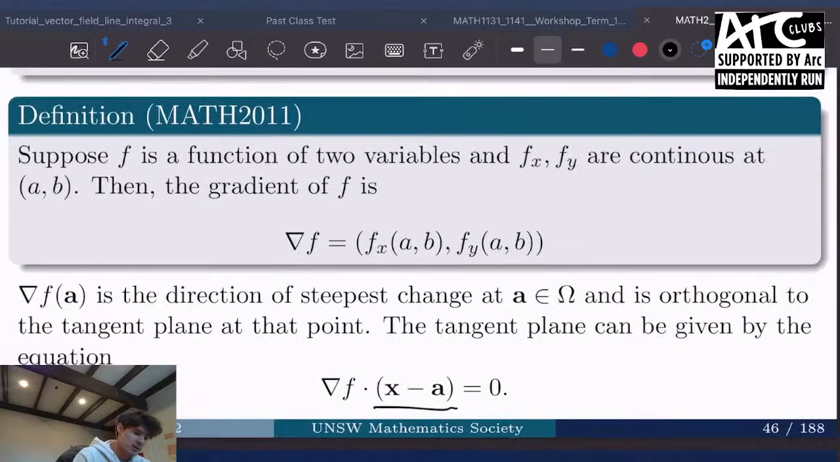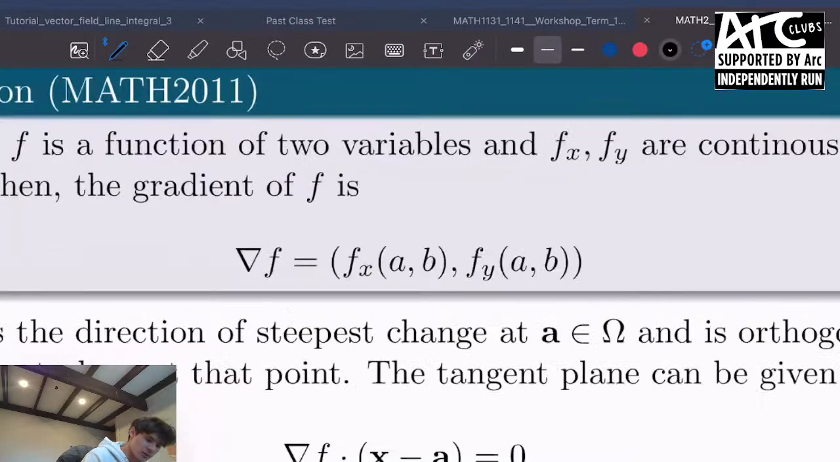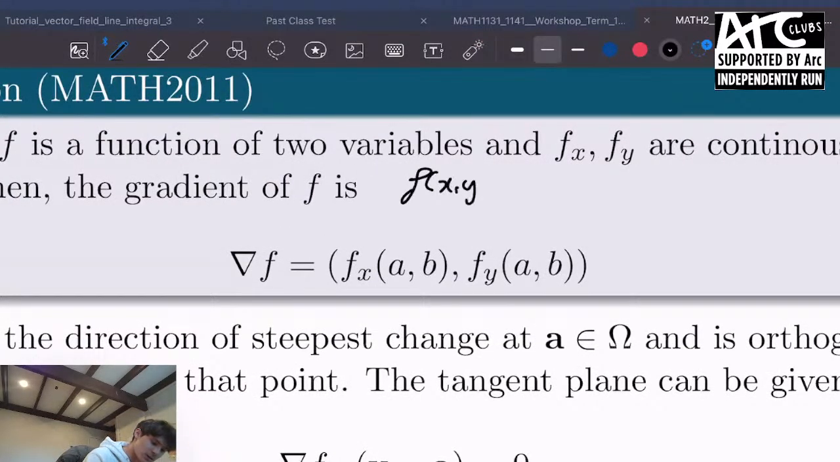Now, in terms of MATH2011, this can be written fairly straightforwardly if we're working with a function of two variables. So we're working with f of x, y, for example. Then the gradient of f is just df/dx, df/dy. Okay?